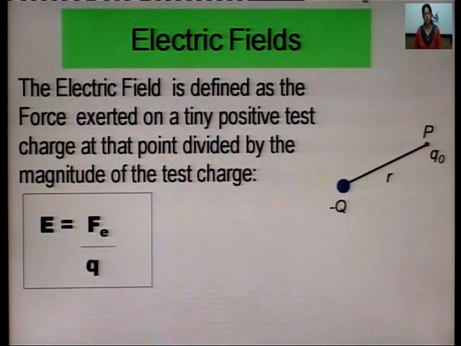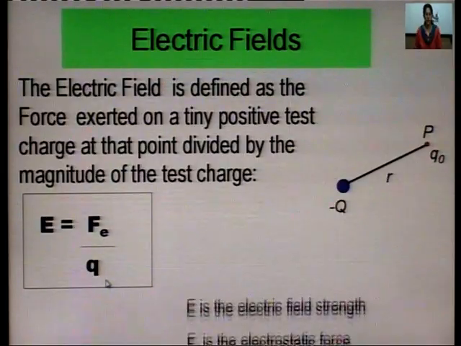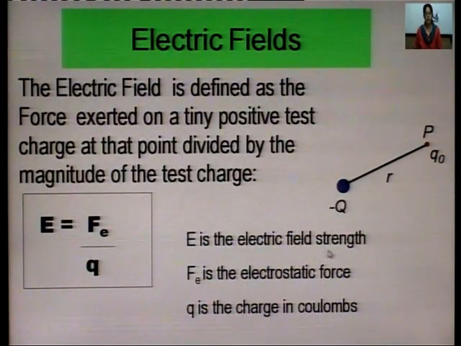So this E, electric field, is defined as force divided by charge, or you can say this is the force experienced by a unit positive charge. So force experienced by a test charge or a unit positive charge. This is the magnitude of electric field. This is given as force divided by charge, where E is the electric field strength, Fe is the electrostatic force, and Q is the charge in coulombs.